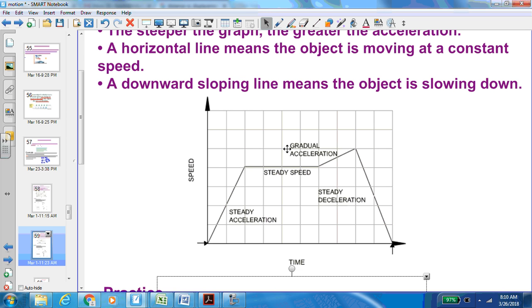A horizontal line means that the object is moving at a constant speed. We've got to make sure that we don't confuse this with a distance time graph, because on a distance time graph, the horizontal line means the object has stopped. But on a speed time graph, it just simply means that the object is moving at a constant speed for a certain length of time. And of course, a downward sloping line would also mean that the object is slowing down. So sloping upward, we're speeding up. Sloping downward, we're slowing down. And then a horizontal line would mean that the object is moving at a constant speed.